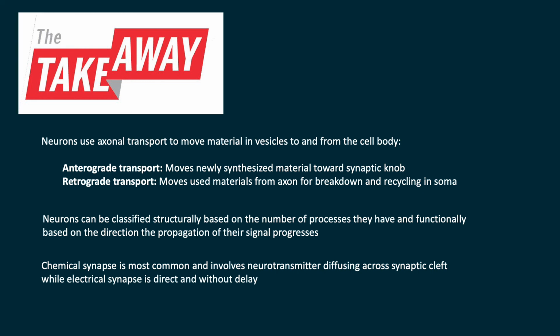We've also seen that neurons can be classified structurally based on the number of processes they have, and then functionally based on the direction the propagation of their signal progresses, away from CNS or toward CNS, or within. And then finally, chemical synapse is the most common type of synapse and involves neurotransmitter diffusing across that synaptic cleft, whereas the less common electrical synapse is more direct. It involves those connexons. Those cells are physically connected and occurs without delay.